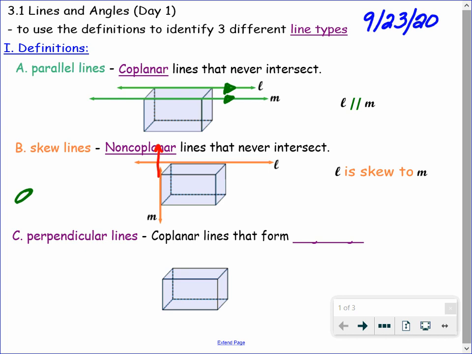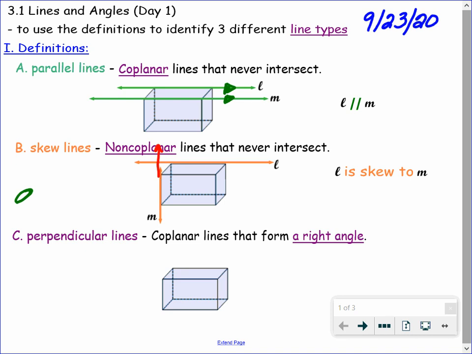Okay, so next is perpendicular lines, which we already know. They're coplanar lines that form a single right angle. In the case of our rectangular prism, any place where two planes come together, we're talking about that making the line. And if you have two lines on the same plane that intersect, in this case, they're going to be perpendicular. So I did the easiest one here.